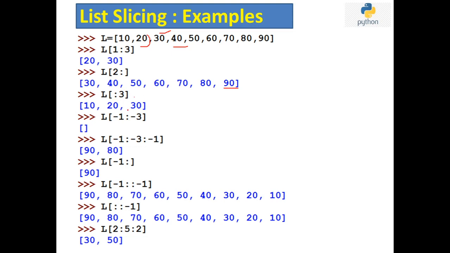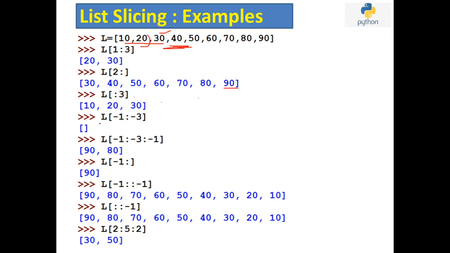Colon 3, what is it printing? Start is not given, it will start from the beginning, then up to 3, 0 1 2 3, it is excluding this part, and step is not given, it is taking 1, 1, 1 as a step, that means it is printing 10 20 30 here.